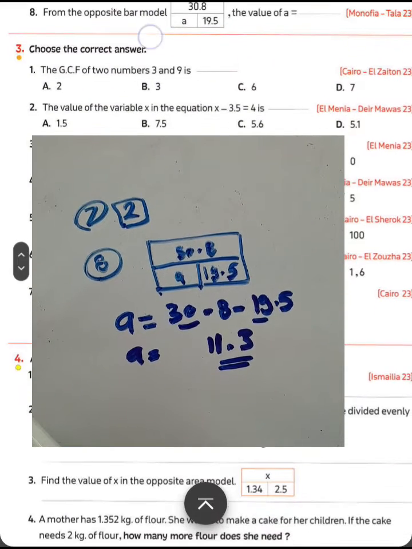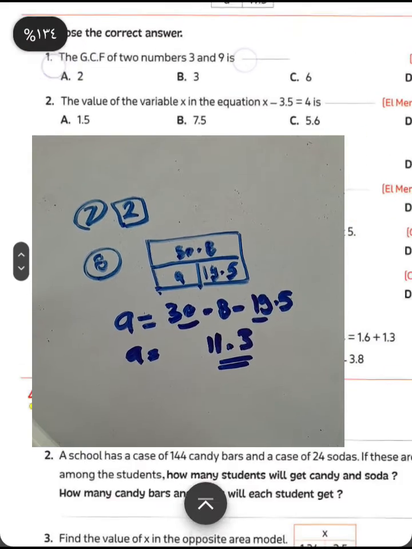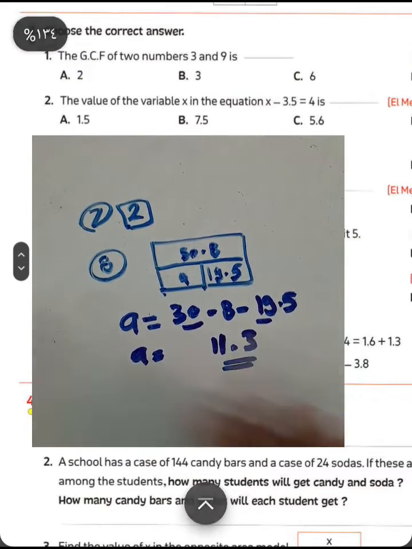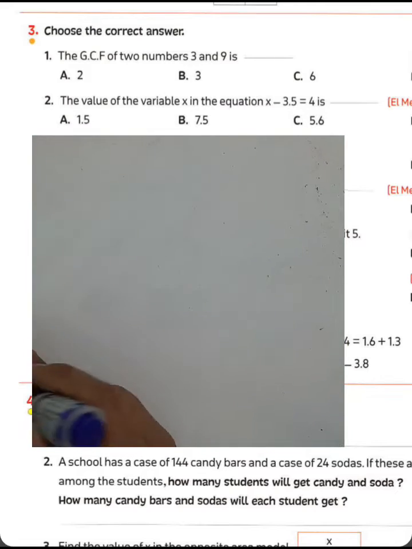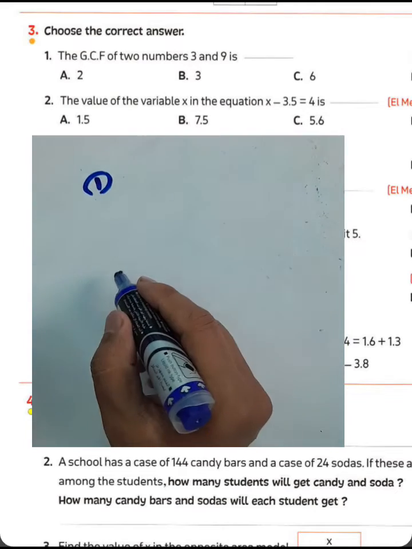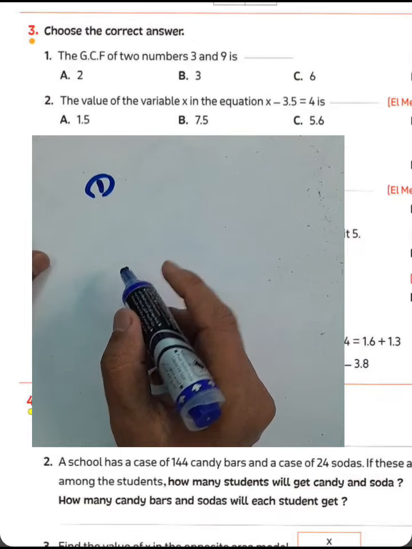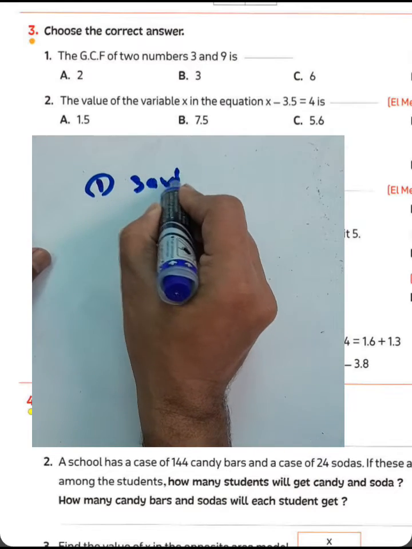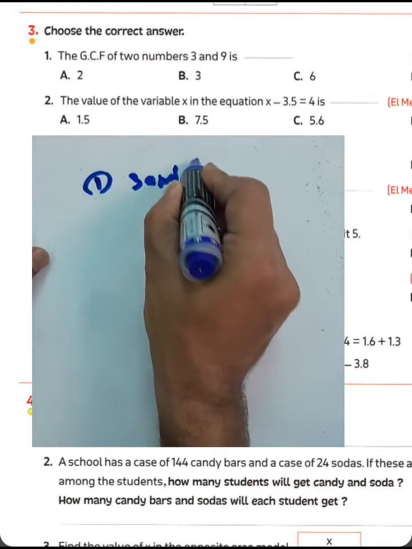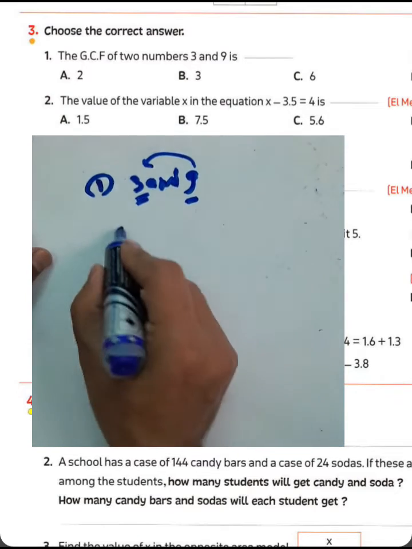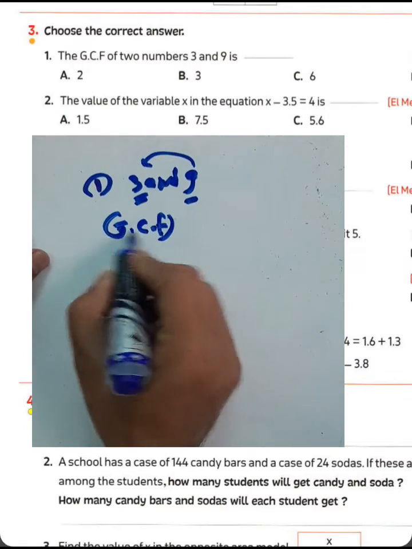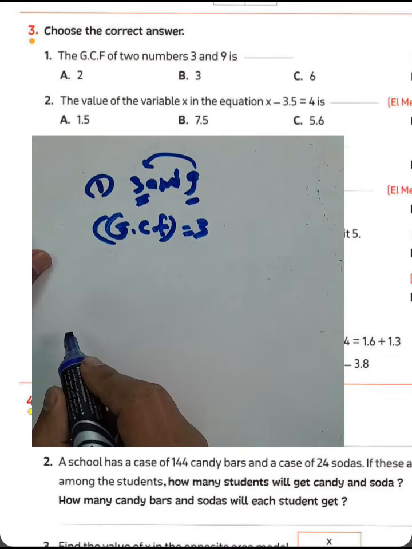Choose the correct answer. Number 1. The greatest common factor of two numbers, 3 and 9. We know 9 can be divided by 3. So the greatest common factor here will be 3.